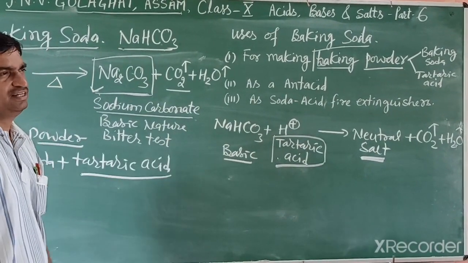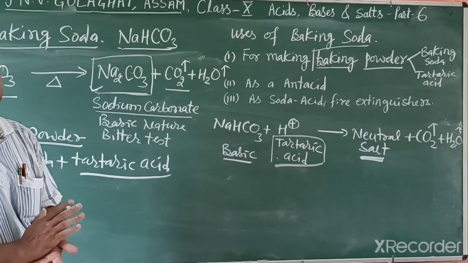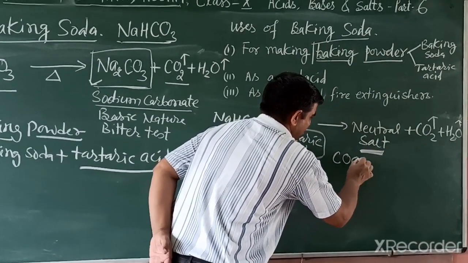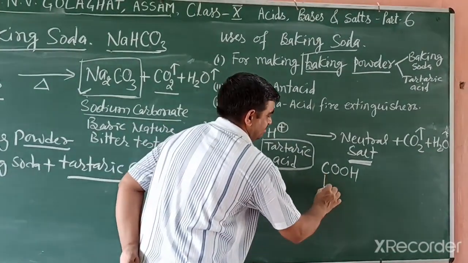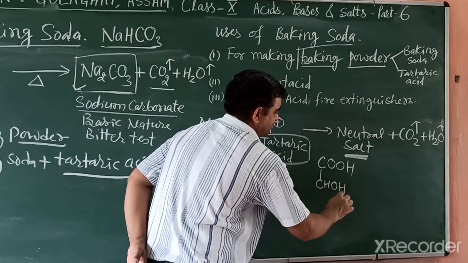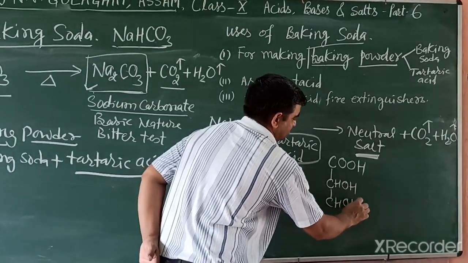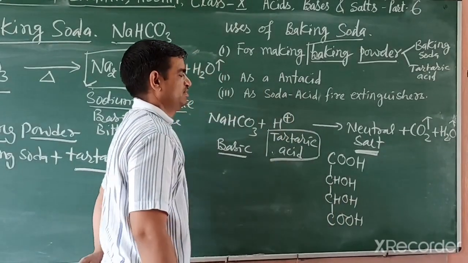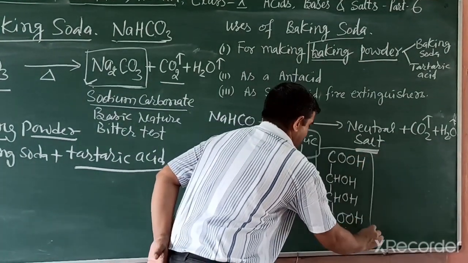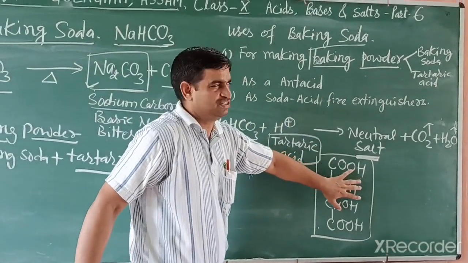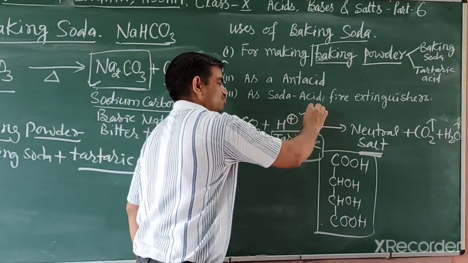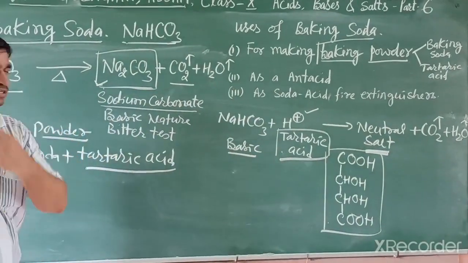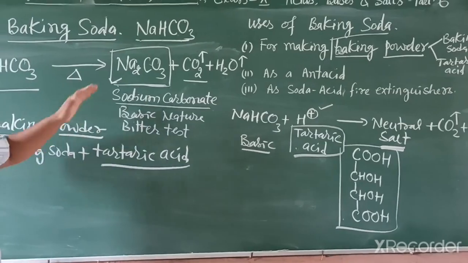We can write the chemical formula of tartaric acid, but you will study it in higher classes. If you want, I can write it: it is a carboxylic acid, with CHOH and again COOH. This is the tartaric acid formula. It is complex, so there is no need to write it in this form; you only write acid, hydrogen ion, and we get a neutral salt and carbon dioxide. This is a major use of baking soda.